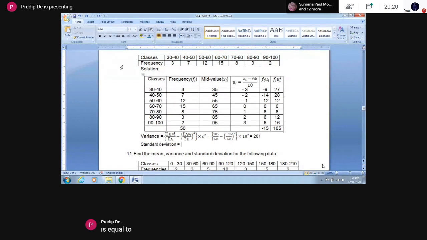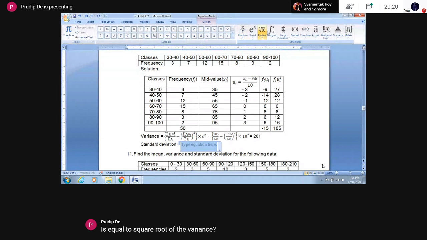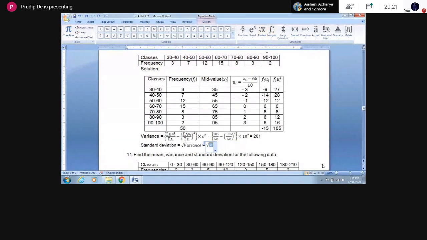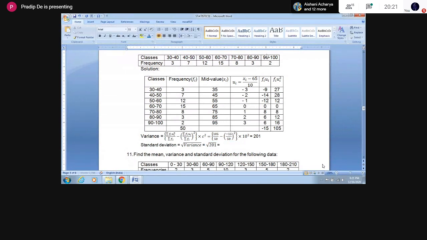is equal to square root of the variance, which is 14.18 approximately. Correct to 2 decimal places. 14.18 correct to 2 decimal places.